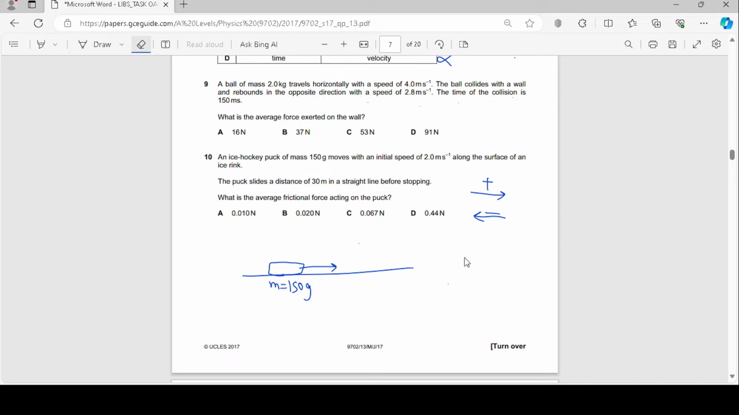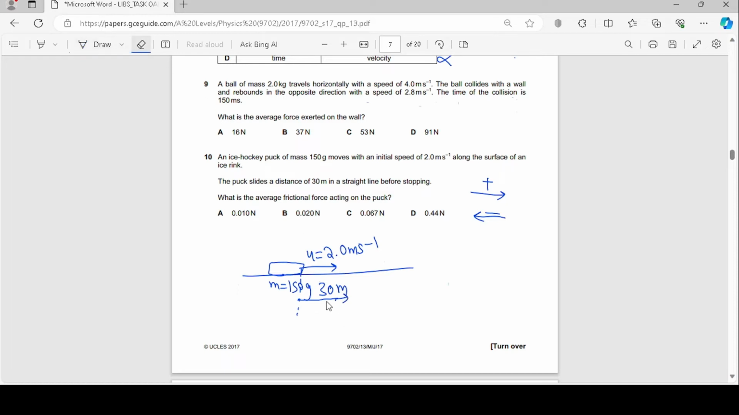Just get the correct answer, I suppose. Nevertheless, my initial speed is 2.0 meters per second. Then the puck slides a distance of 30 meters. I feel like this is going to be a really bad question. The puck slides a distance of 30 meters. So imagine that my displacement then is 30 meters to the right.